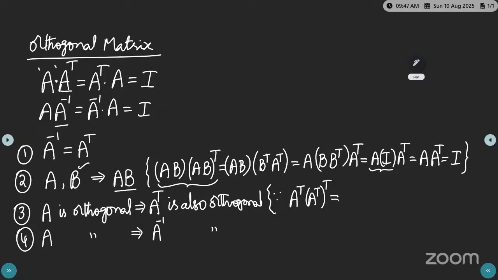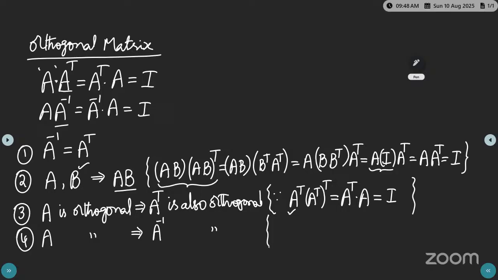A transpose into A transpose whole transpose. What is it? A transpose into A. What is A transpose into A? Identity matrix. In the same manner, you may write A transpose whole transpose into A transpose. Then A transpose is also orthogonal. Say yes or no? Next. Here A inverse is also orthogonal.